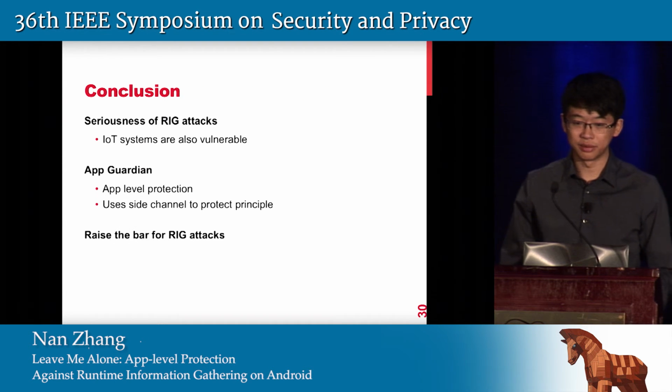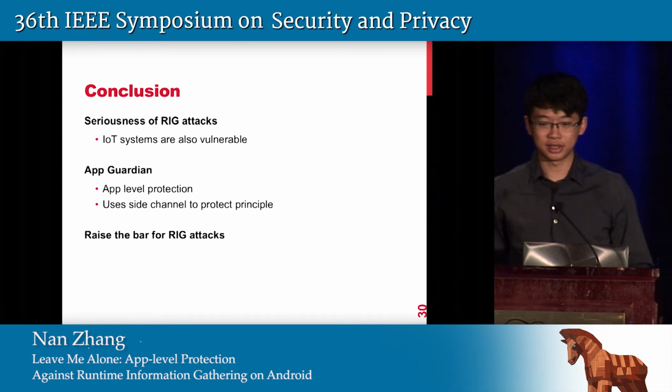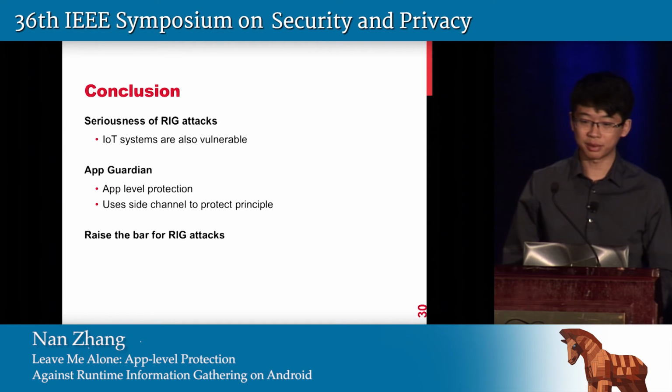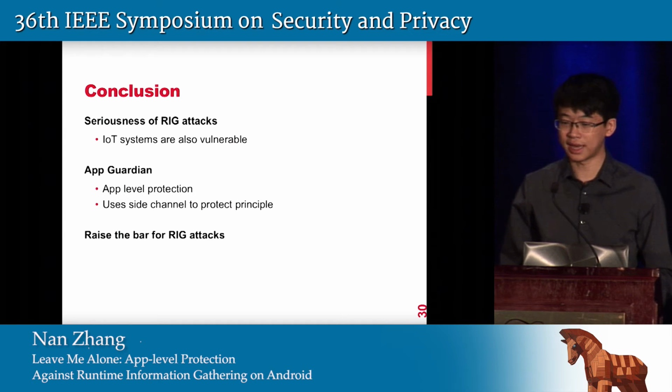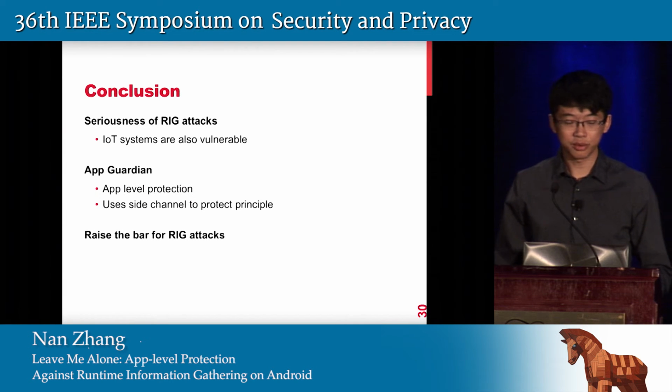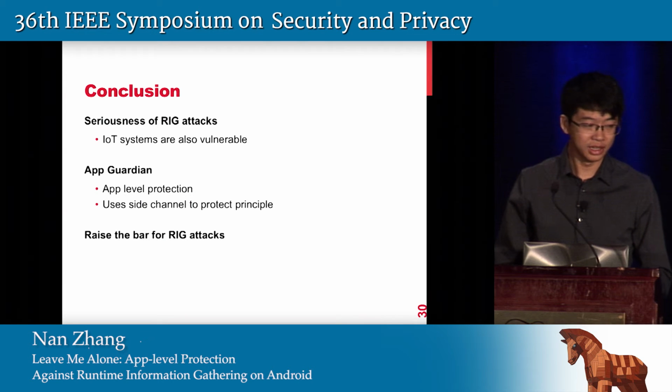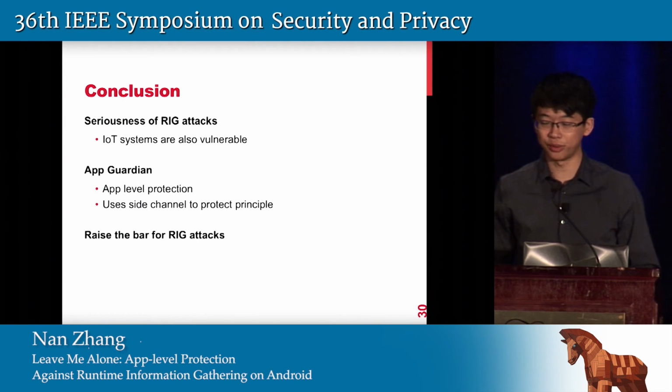In conclusion, we identified the seriousness of rig attacks and demonstrate that IoT devices are equally vulnerable to rig attacks. We are the first to propose an app-level protection, App Guardian, that only has normal privileges and uses side channels to protect apps from rig attacks. And we will release the app and the code once it is mature. We believe that our techniques significantly raise the bar for rig attacks.